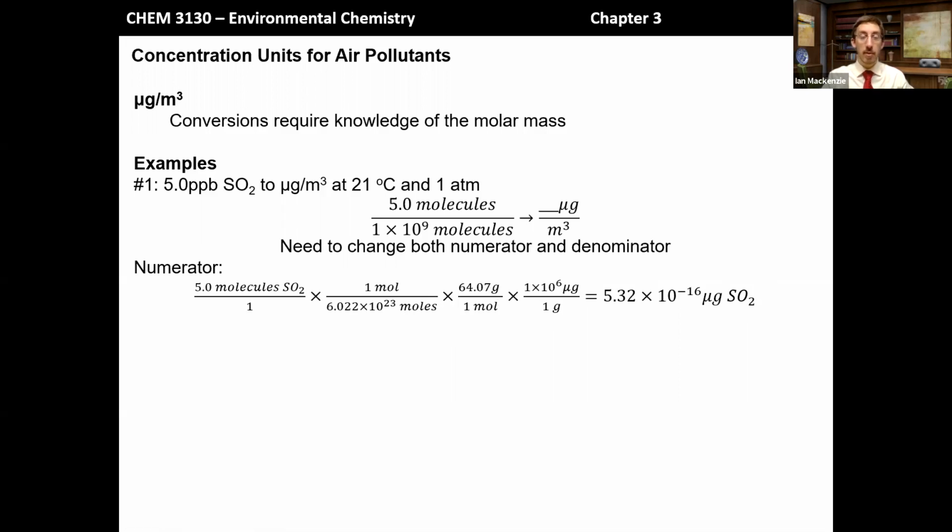In the denominator, however, we're going from a number of molecules to a volume unit. So here, first I have to convert to moles, and then I need to use the ideal gas law to convert from moles to volume.